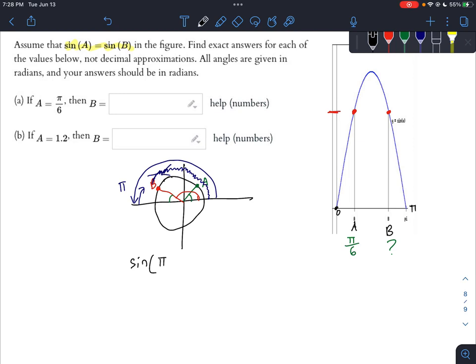the sine of pi over 6 is equal to the sine of pi minus pi over 6. This is a formula that's true in general, and this is why. And so your angle for B would have to be pi minus pi over 6. Or you could write this as 5 pi over 6. Just combine the fractions together. So that's the idea, is figuring out that angle.